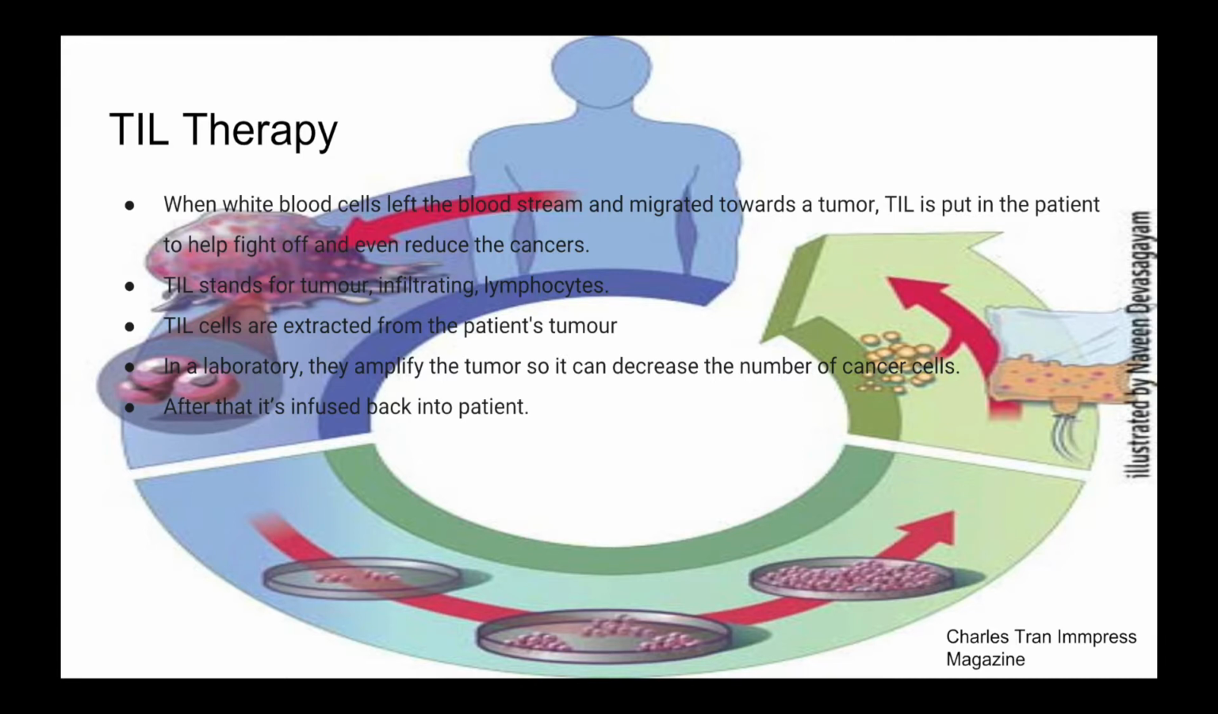TIL cells are being extracted from the patient's tumor. In the laboratory, it's amplified so it can decrease the number of cancer cells. And then after that, it's infused back into the patient, as shown in the picture in the background. You can see in the picture that the patient has a tumor, so they remove the tumor and extract the T cells. From there, they take the T cells and multiply them into millions of different cells. From there, they're put back into the patient to try to fight off that cancer.